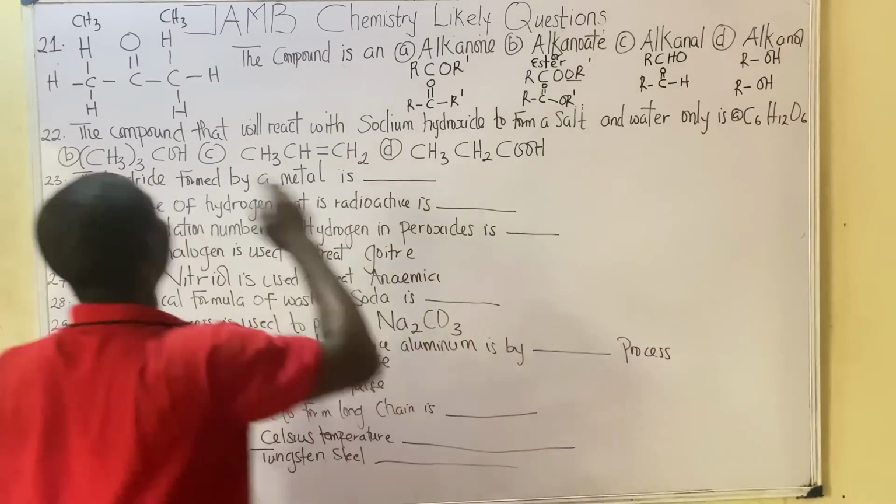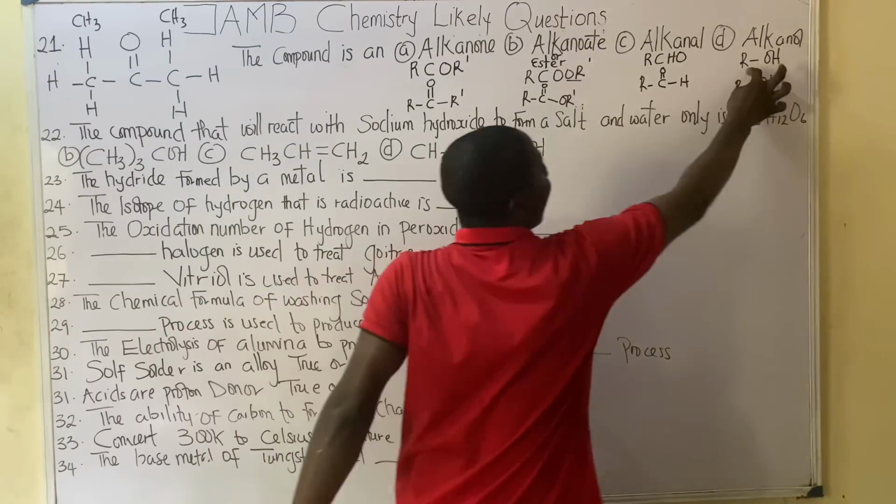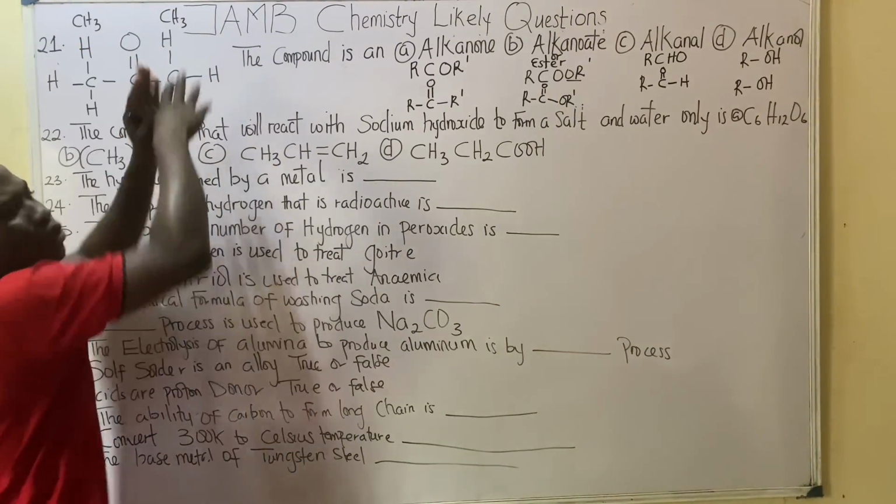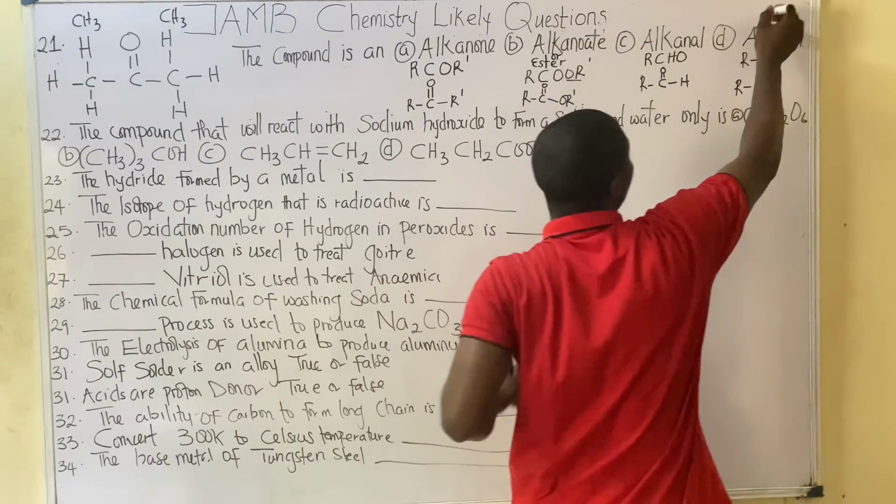So now, does it look like this? Let's say that CH3 is this first arrow. And are you seeing OH in this part? Are you seeing OH? No. So option D will be out.